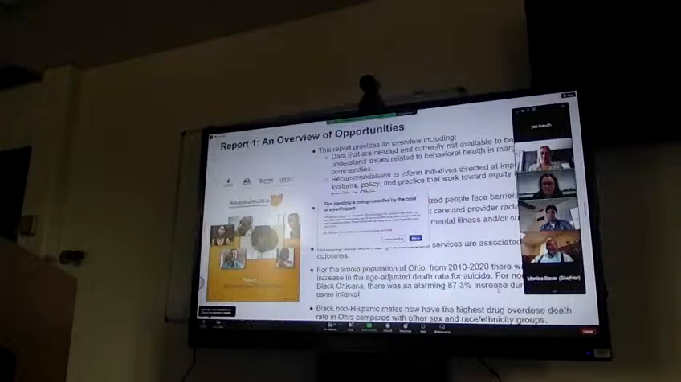For non-Hispanic Black Ohioans, during that same period of time, 2010 to 2020, there was an alarming 87.3% increase during that same interval. 14% versus 87.3%. We also know that Black non-Hispanic males now have the highest drug overdose death rate in Ohio compared with other sex and racial and ethnic groups.